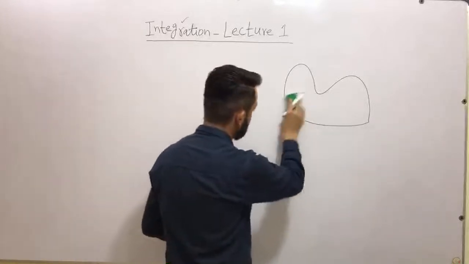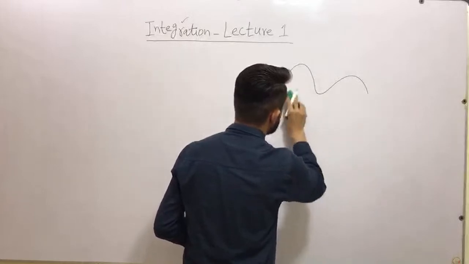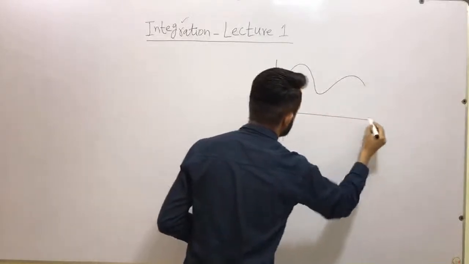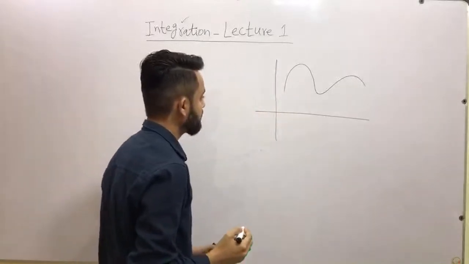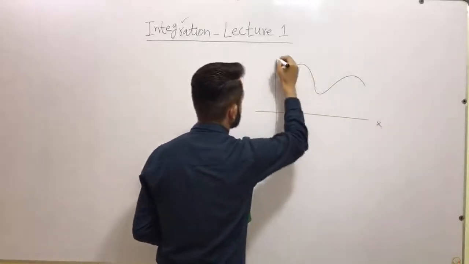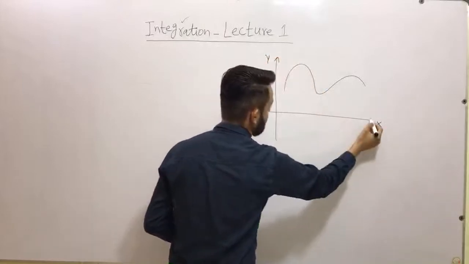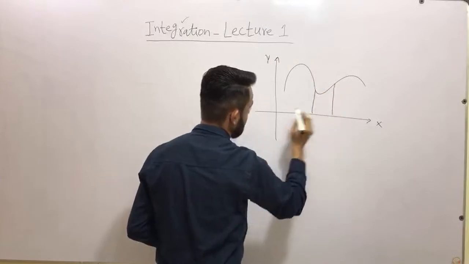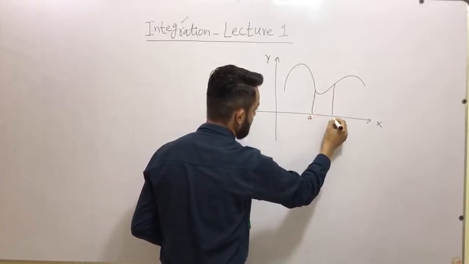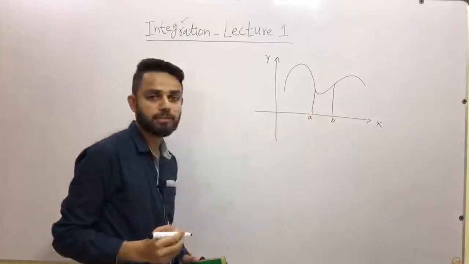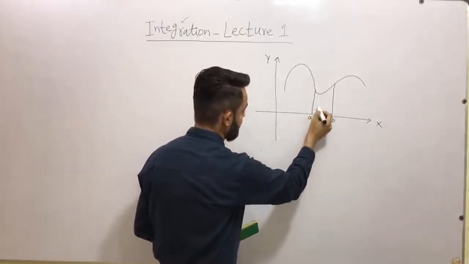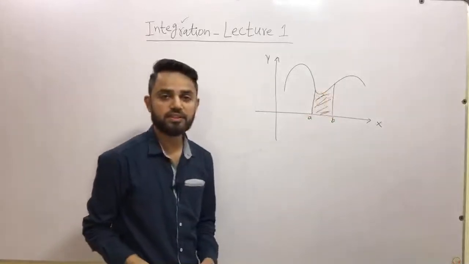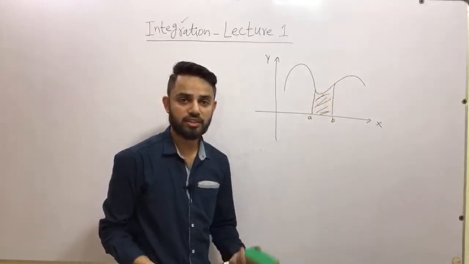For simplicity I am taking only this part of a curve on the xy axis, right? I am only taking this segment. Let's say that this point is A and this point is B. So this is the area that I wanted to find out. With these types of curves and with this type of area, we use integration.